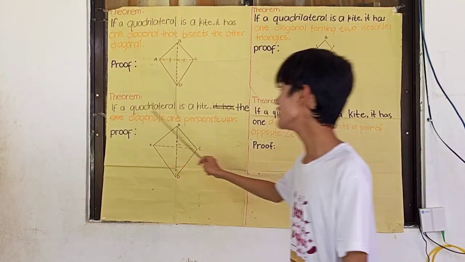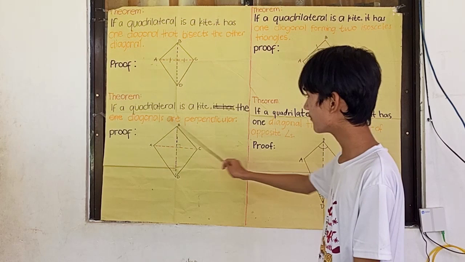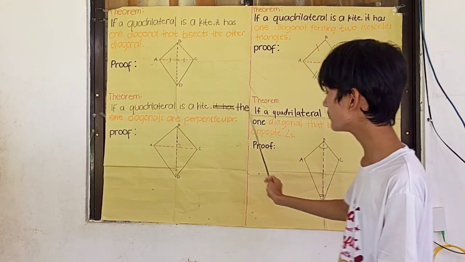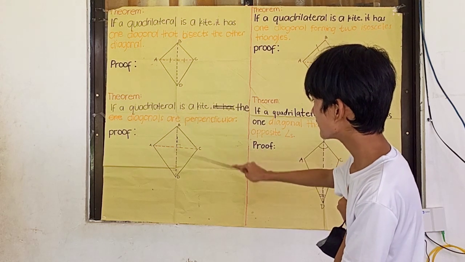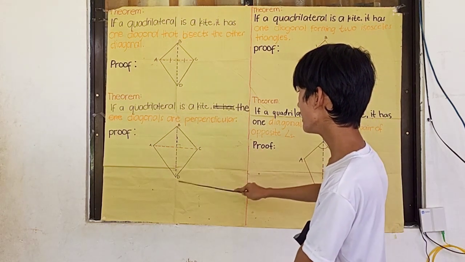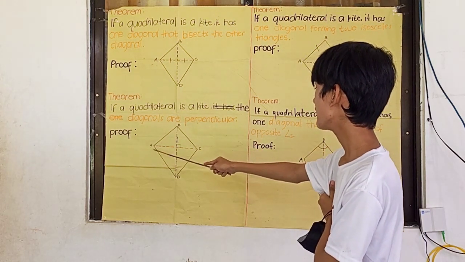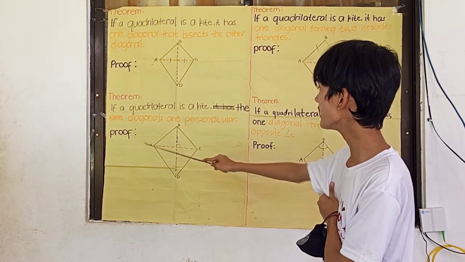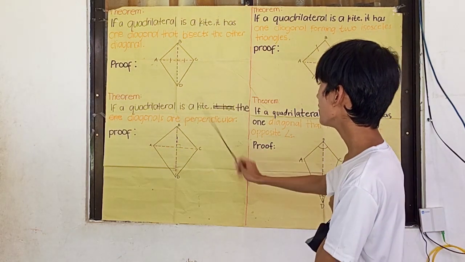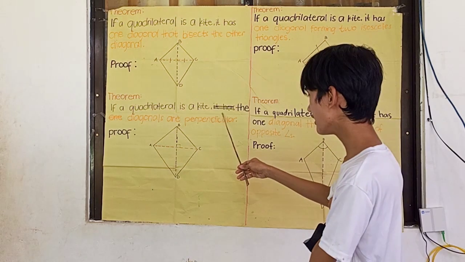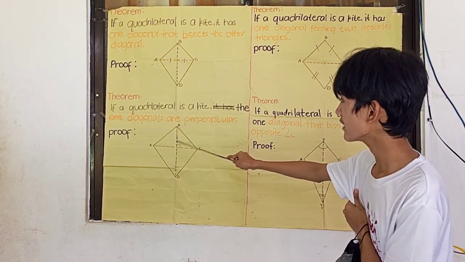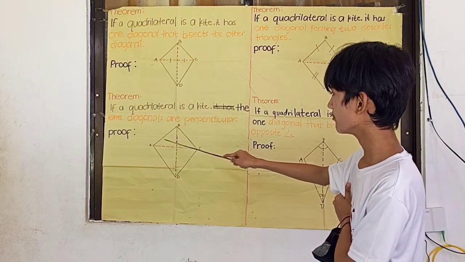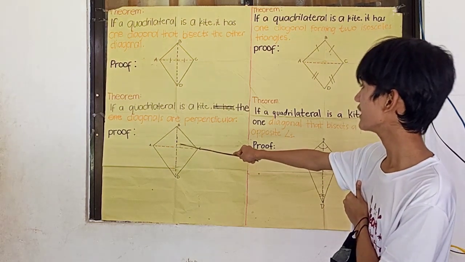Next, if a quadrilateral is a kite, the diagonals are perpendicular. Segment B and segment D are one diagonal, and the other diagonal is segment A and segment C. The meaning of perpendicular is that the lines intersect and form an L shape, which means it's 90 degrees.